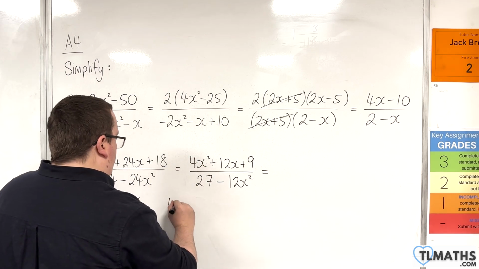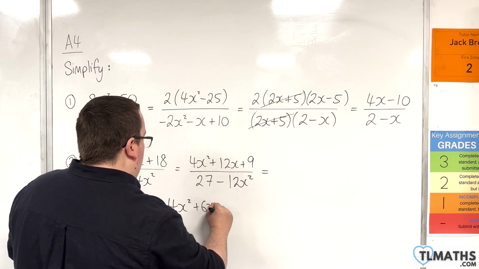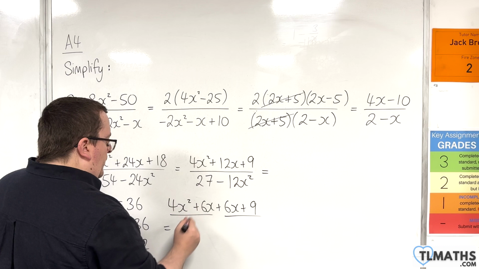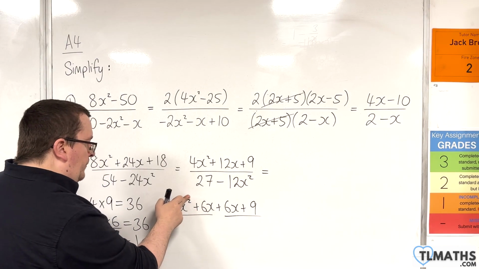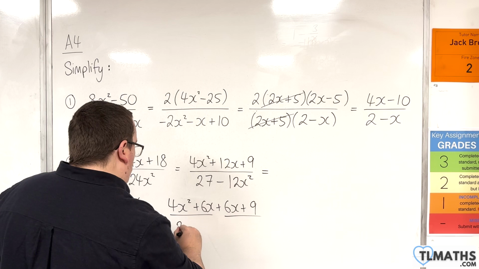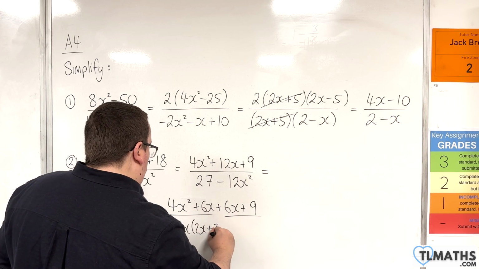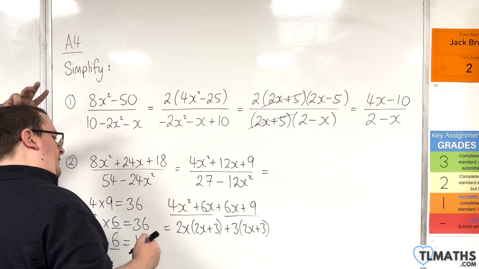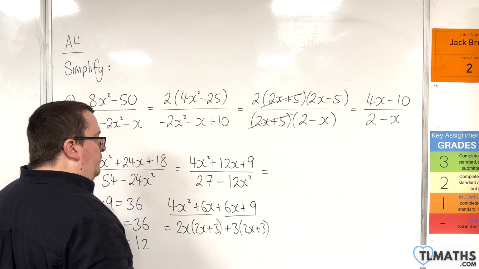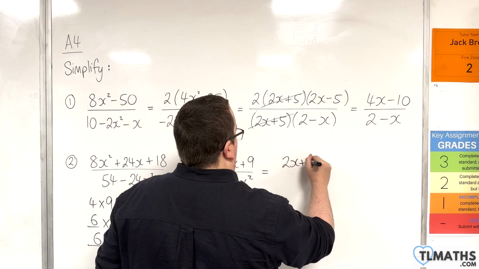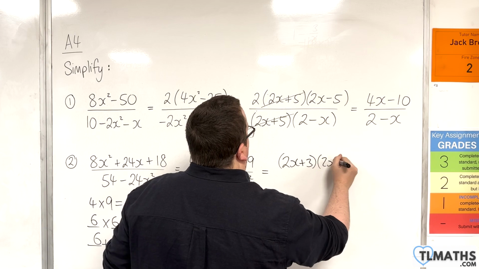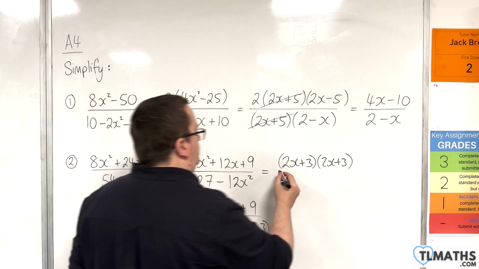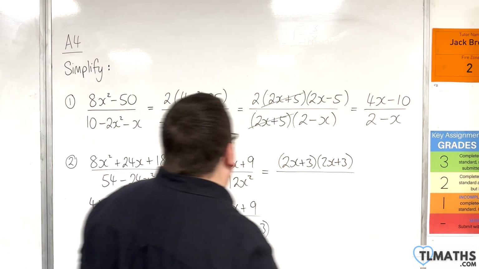Right, so we can write the numerator as 4x squared plus 6x plus 6x plus 9. So factorise this half, and I'm going to get 2x plus 3, and that's 3 lots of 2x plus 3. So the numerator is going to factorise as 2x plus 3 times 2x plus 3. I'm going to write it like that. You could, of course, do 2x plus 3 all squared. Okay, so that's that bit.